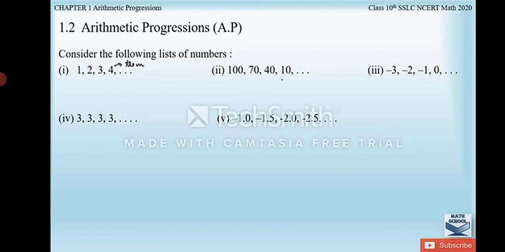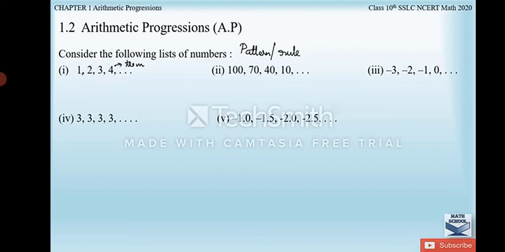So we will find out the pattern or rule in which these series of numbers, or list of real numbers, are written down.